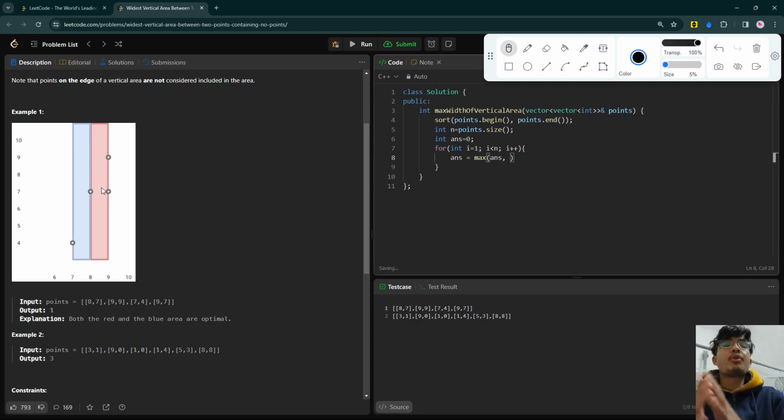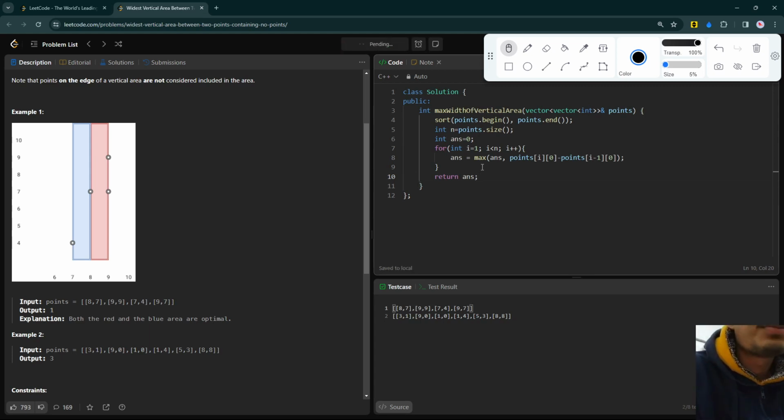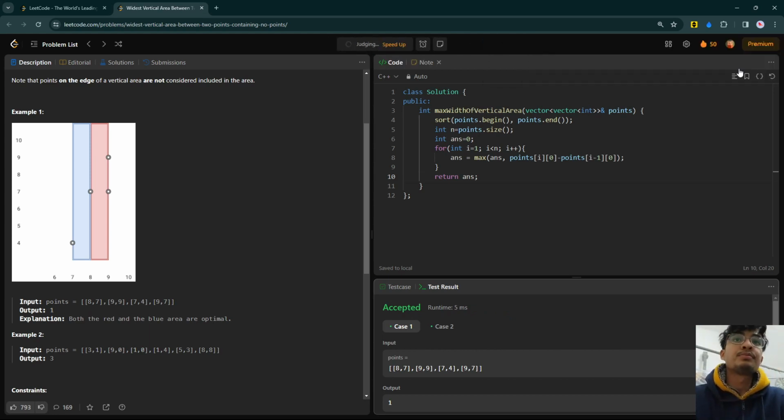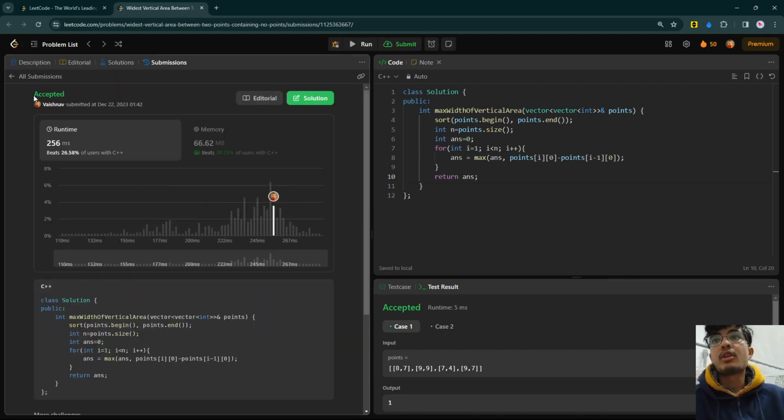We will be comparing the horizontal distance: the x coordinate of points i minus the x coordinate of the i minus 1th point. Like this. And in the end we just return the answer. Let's run this code and see. Yep. Now let's submit the solution. Yep, we got accepted.